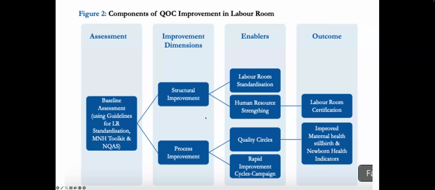If you look at the structural improvement versus the process improvement, we neonatologists and the team have a very important role in the process. So you should be very clear as to what quality circles you will form and how you will run rapid improvement cycle campaigns. There are different ways you can do that: the 5I method, PDSA cycles, fishbone analysis. This is one of the very important quality initiatives, the first quality initiative taken by the government in 2017.